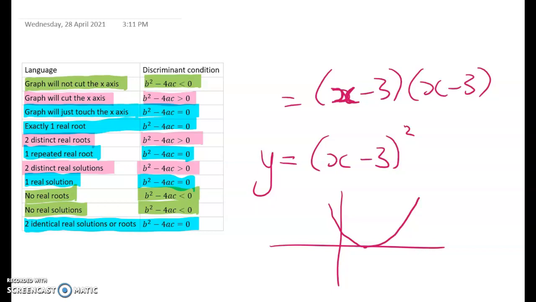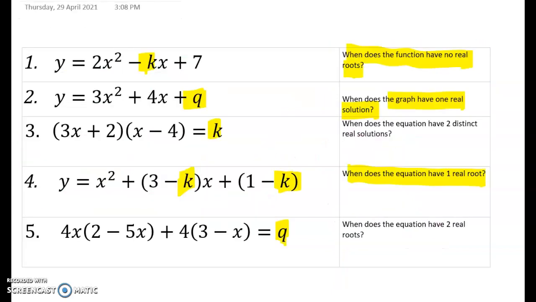So let's look now at those 5 questions. And I've put language next to them that is going to make you figure out what our discriminant condition is. So pause the video now and just try to solve these. And they will require quite a bit more work than the ones in video 1.